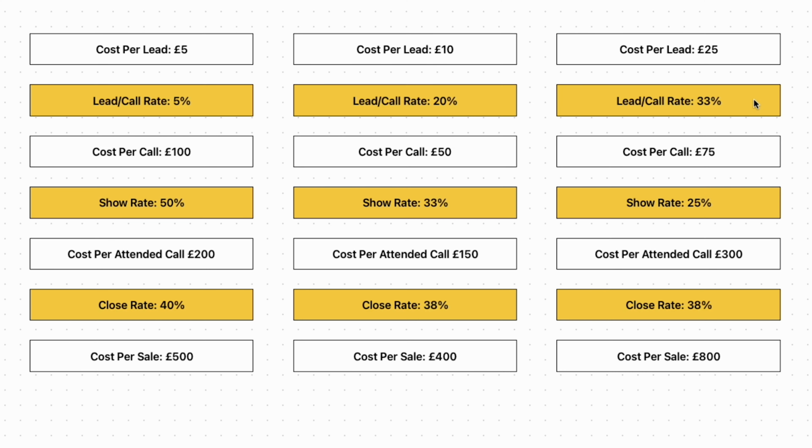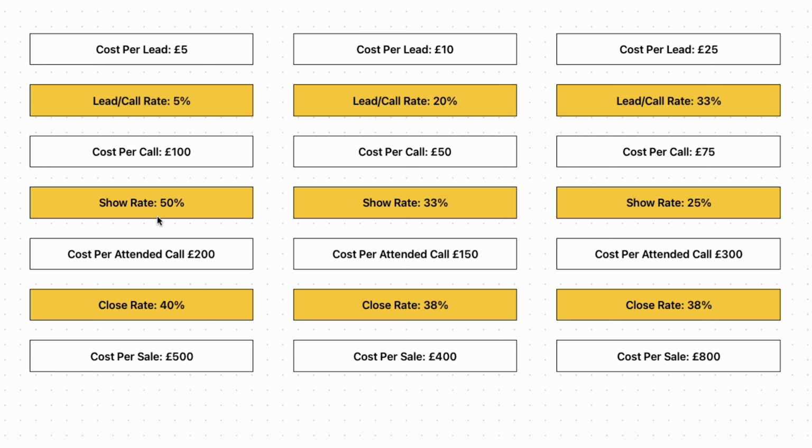Now, in example number 3, we've got an even higher lead to booking rate. The leads are even more expensive. But because the leads are quite a lot more expensive, even with a slightly better booking rate, or I guess a considerably better booking rate, we're still getting a more expensive call. It's still cheaper than this one over here, but it's more expensive than this middle one, okay?